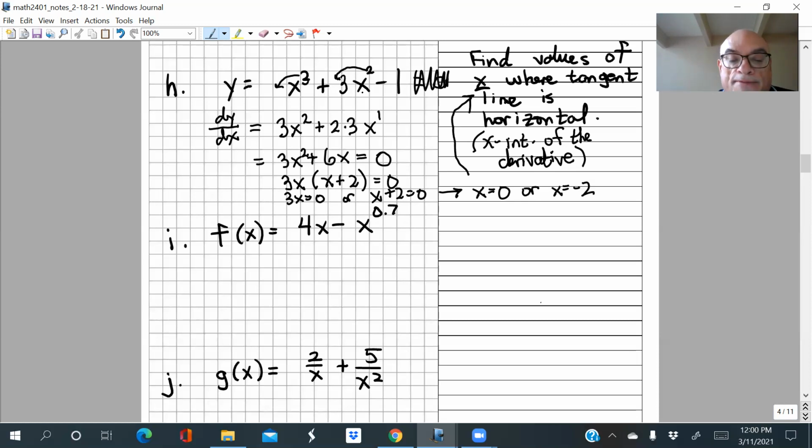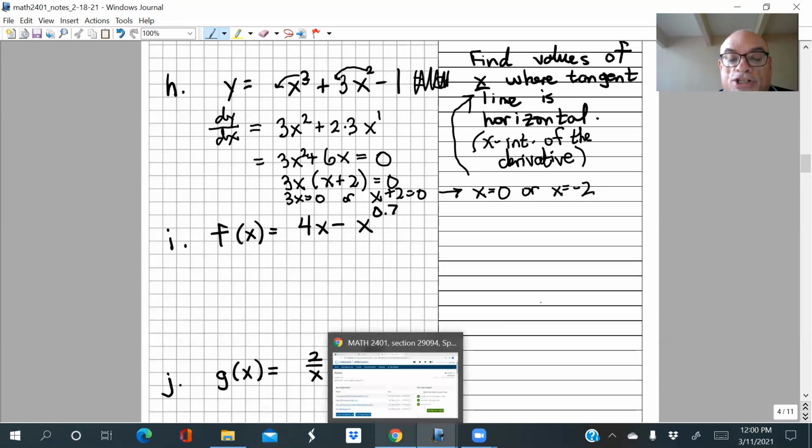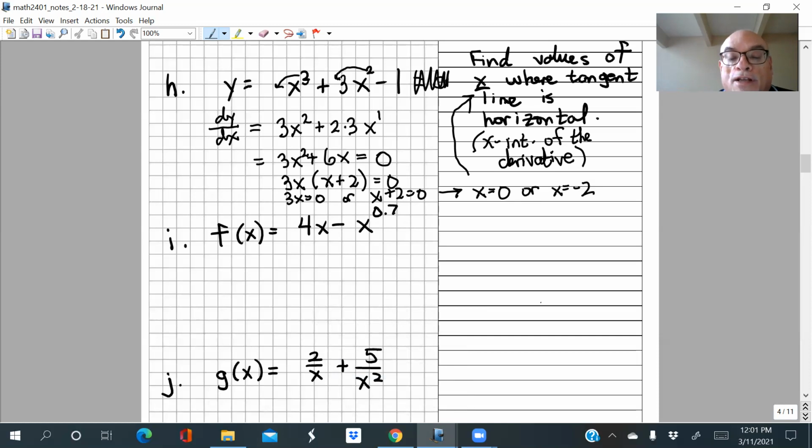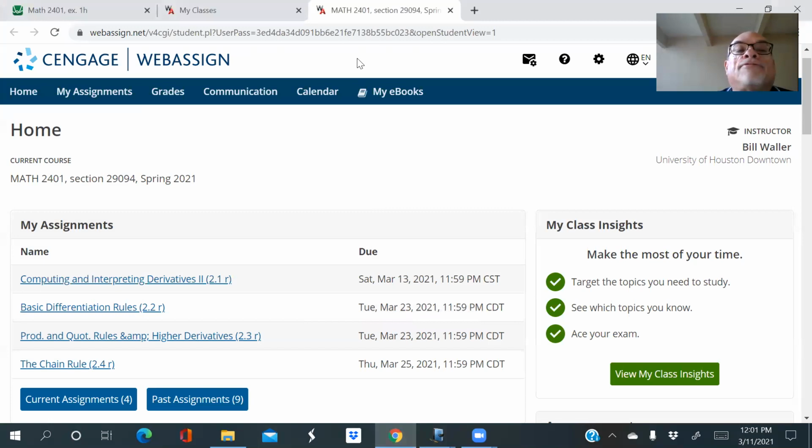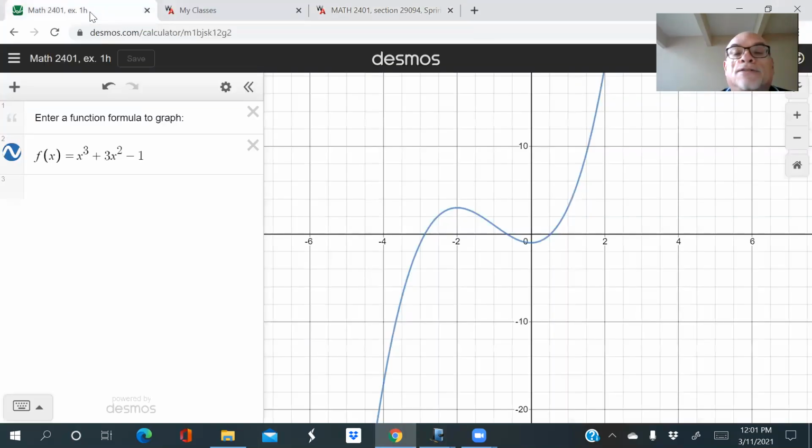I wonder if I believe that. Well, I'm going to check it. So I actually have a graph of this original function made here. Okay, so let's look at the graph. I can find it. Oh, here it is. All right. So there's the function x cubed plus 3x squared minus 1.